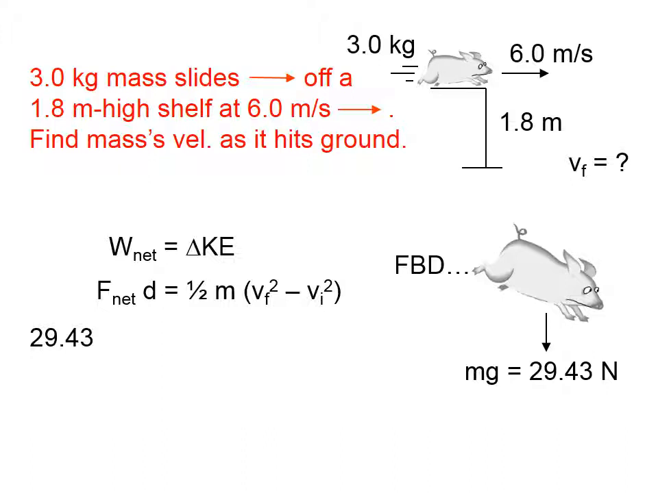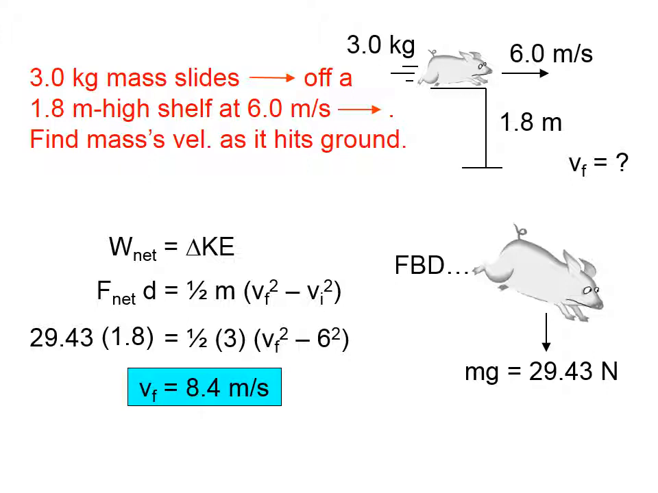In other words, that force acts straight downward, so we need the straight downward distance. It's irrelevant that the pig is actually traveling some distance horizontally as well, because that force is acting straight down, so we need the straight downward distance, which is 1.8. We know the mass of the pig to be 3 kilograms. We know his initial speed to be 6 meters per second, so we should be able to solve this for his final speed. And if you do, it turns out to be 8.4 meters per second, which is what we found back when we did this exact same problem using the law of conservation of mechanical energy.